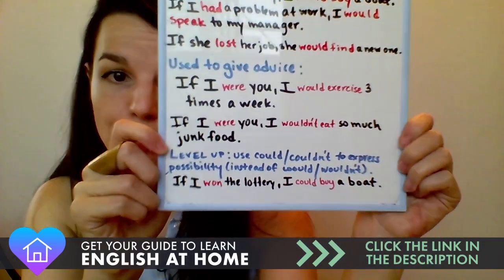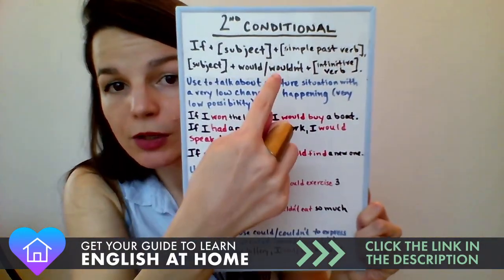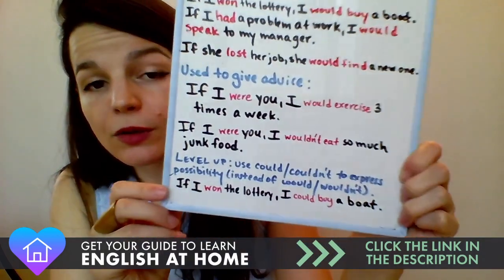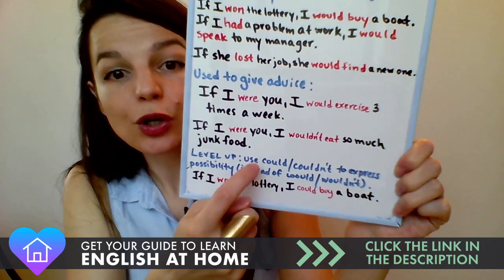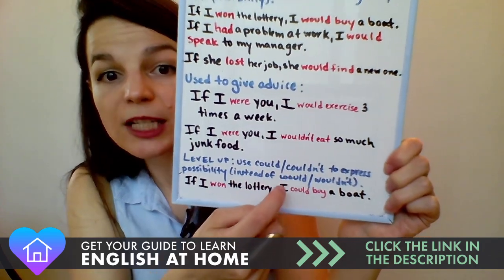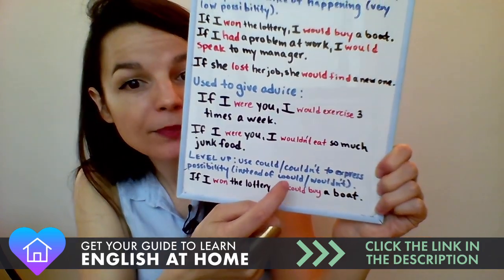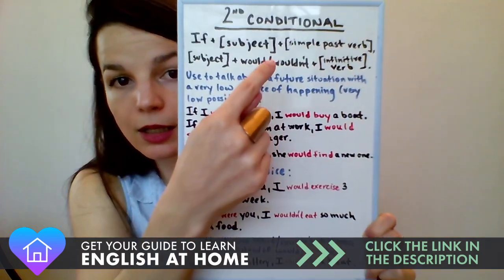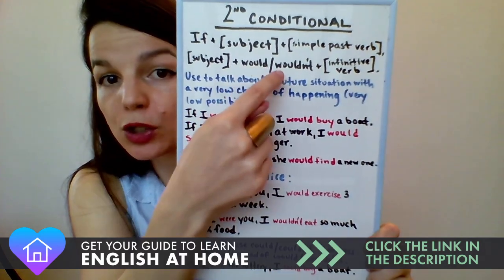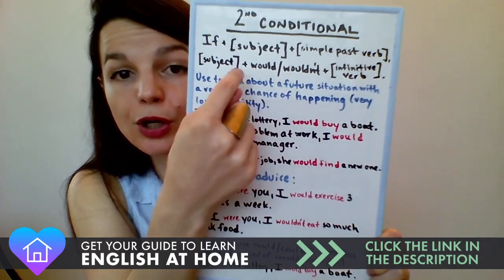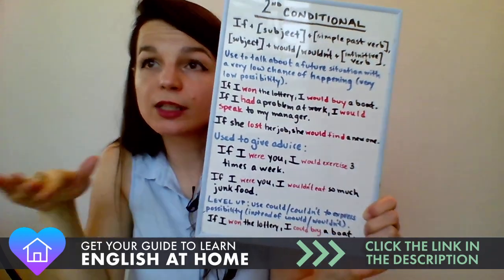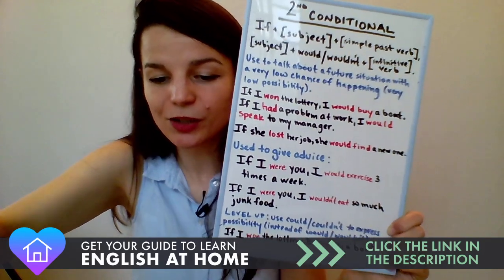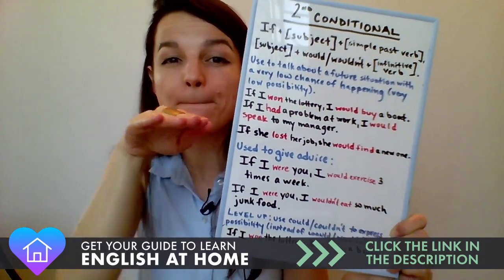To level up the basic form, I introduced would and wouldn't here at the beginning of this, yeah? To level this up, you can use could or couldn't to express possibility instead of would or wouldn't. So that means here, instead of using would or wouldn't, you can use could or couldn't. Again, this changes the nuance from something you 100% want to do to something that is just possible.